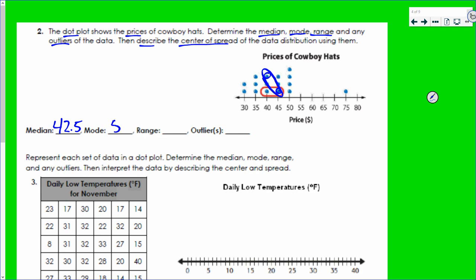What is my mode? 50. My range? 45. Or 30 to 75. And do I have any outliers? This one I would definitely say 75 is an outlier. I don't think there's much stat on that, right? Okay? An outlier really is a loner. Kind of like Jake out there all by himself.